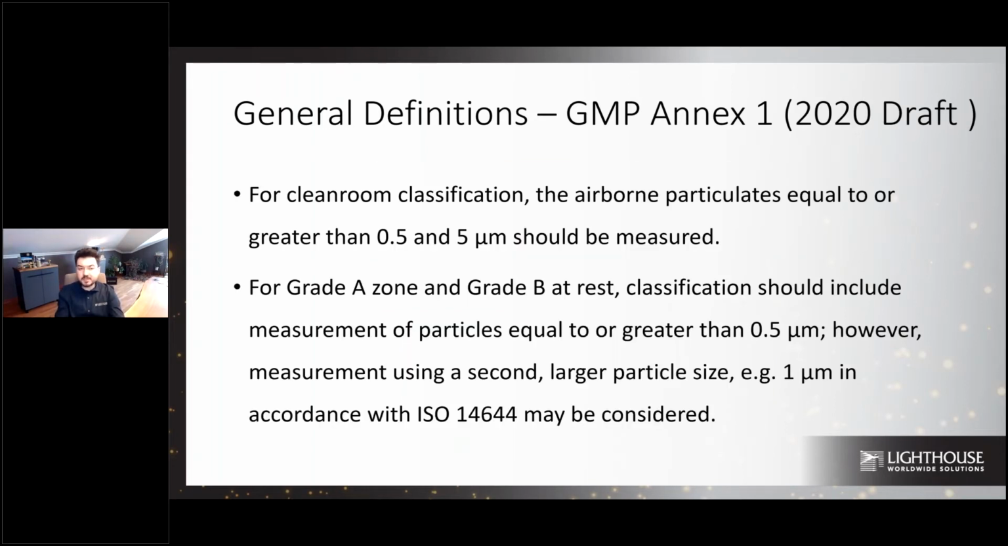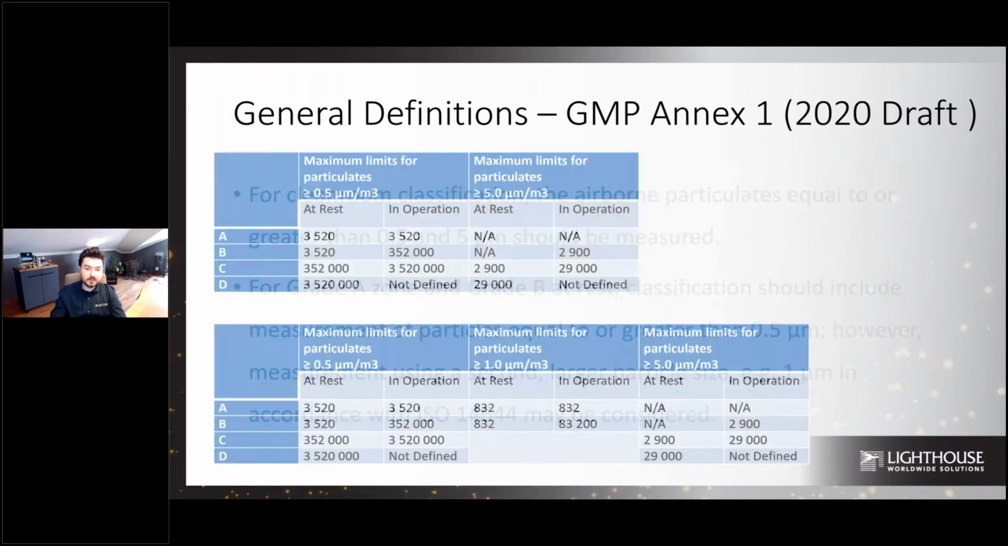2020 draft of GMP Annex 1. For cleanroom classification, the airborne particles equal to or greater than 0.5 and 5 microns should be measured. That's one expectation from the standard regulation itself. The grade A zones and the grade B at rest classification should include measurement of particles equal to or larger than 0.5. However, measurement using a second larger particle size, example 1 micron in accordance with ISO 14644, may be considered. So again, if I were you, I would keep watching my 5 microns even for classification conditions.